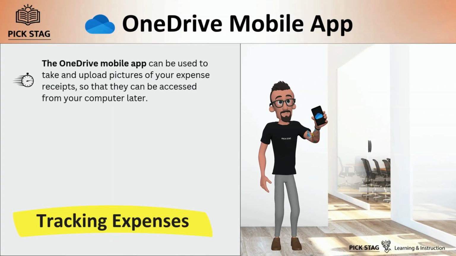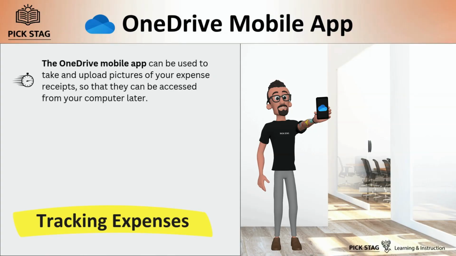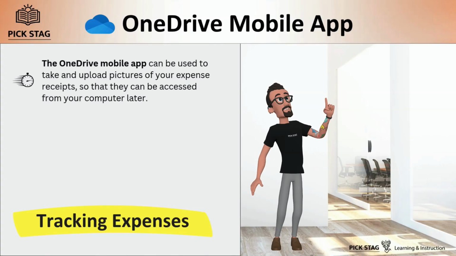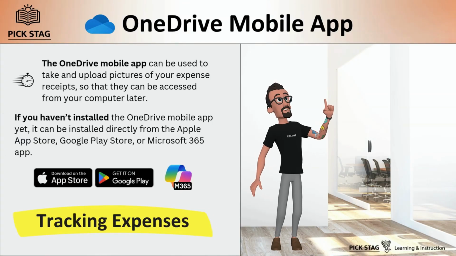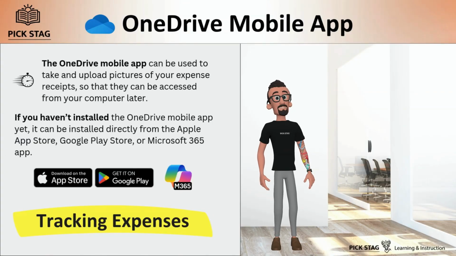The OneDrive mobile app is a great way to quickly get pictures of your expense receipts and have them uploaded directly into OneDrive to access from your computer later. If you haven't already installed the OneDrive application on your mobile device, you can search and install it directly from the Google Play Store or iOS App Store.